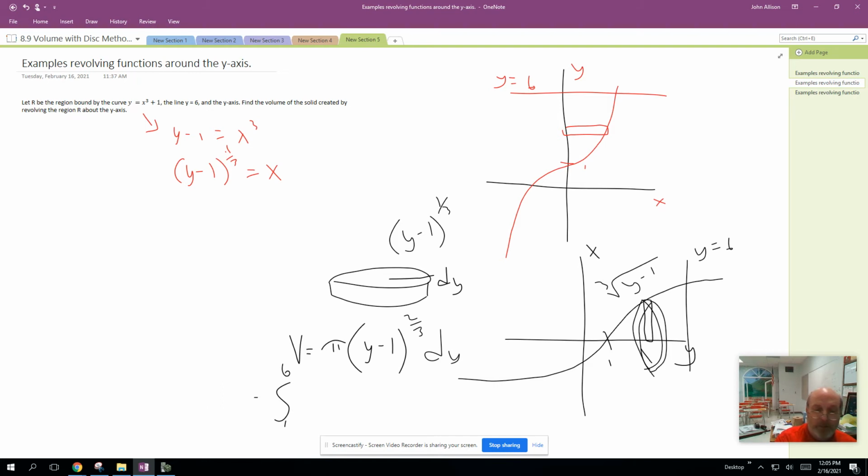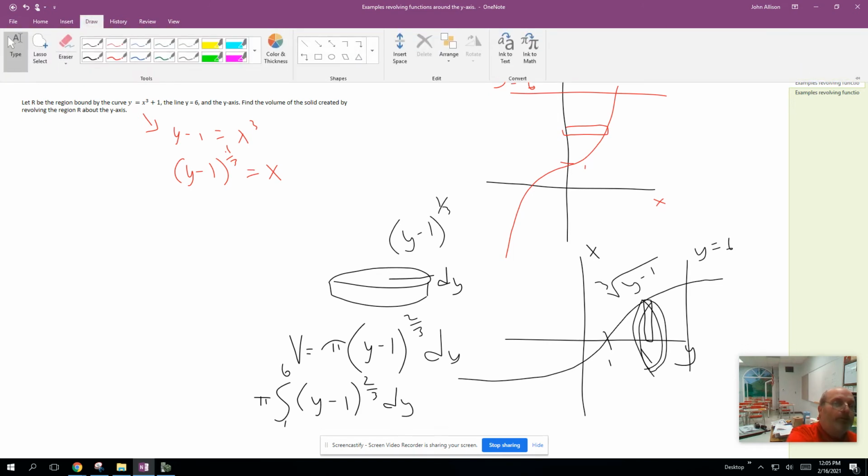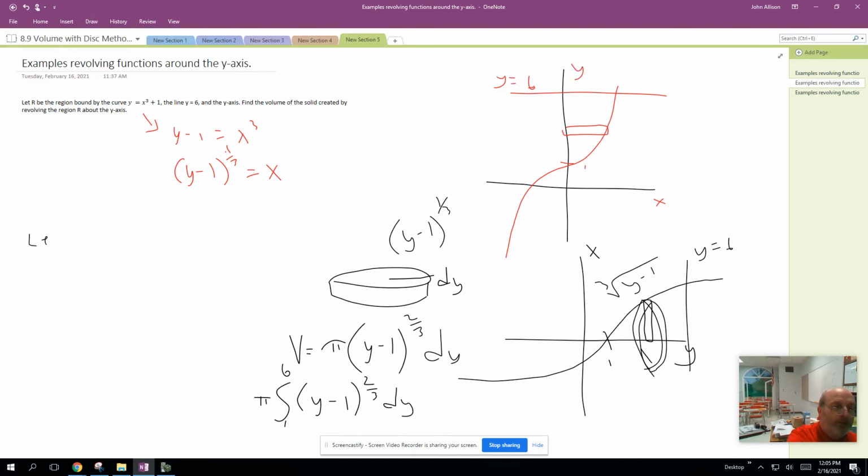This is going to be the pi. We can bring the constant multiple outside. We have the integral of (y minus 1)^(2/3) dy. That would be setting up the integral. We can integrate this one because we can do a little u substitution here: let u equal y minus 1. Then du equals dy. And so this becomes pi times the integral.